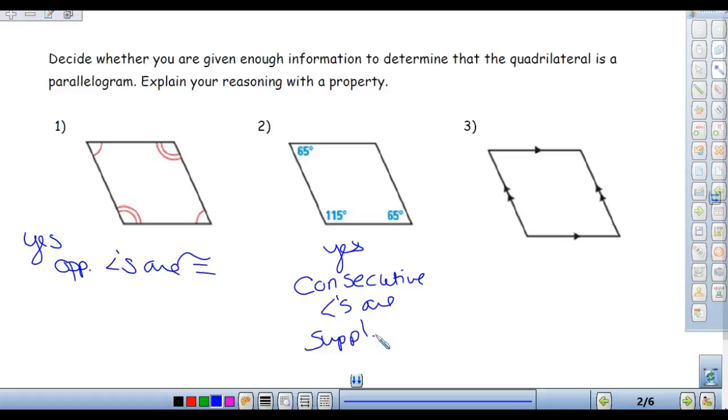Oh, number 3. Hearing yes and hearing no. I'm going with yes. Opposite sides are parallel. What do those little triangles mean? Parallel. Do not tell me that that means that they are congruent. We've talked about that and talked about that and talked about that. Those triangles do not mean that those are congruent. They only mean that they are parallel.